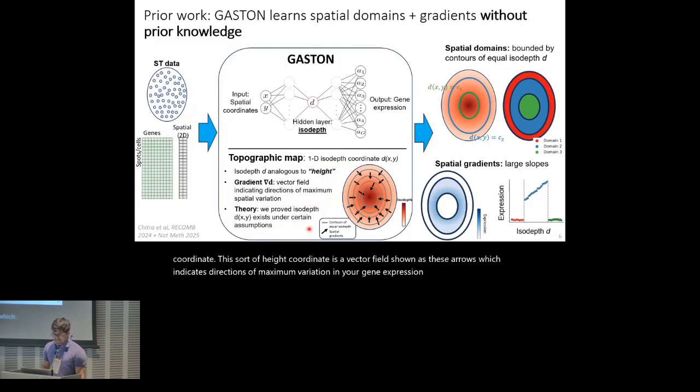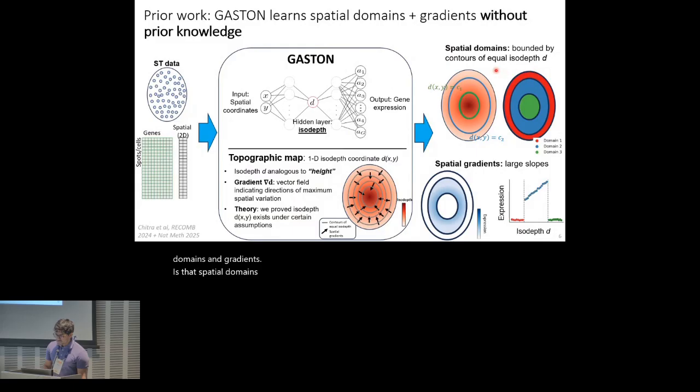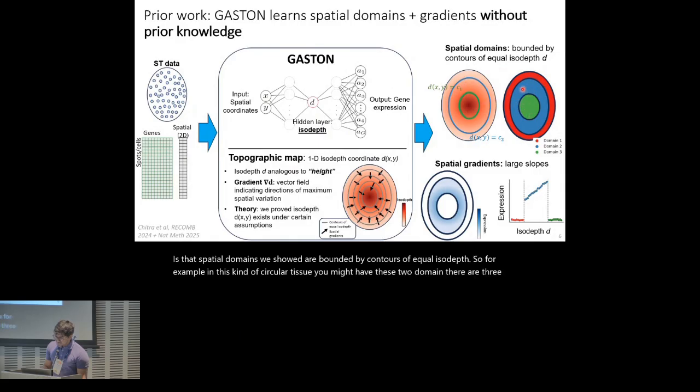And we had some theory that we proved, that you can actually show that this isodepth coordinate, this potential function, exists under certain mathematical assumptions. And so the way that you go from this topographic map defined by this isodepth coordinate to domains and gradients is that spatial domains, we showed, are bounded by contours of equal isodepth. So for example, in this circular tissue, you might have 3 domains, and this blue domain is bounded by one curve that's all points with isodepth equals C2, and this other curve, this green curve, that's all points with isodepth equal to C1, points of the same height.